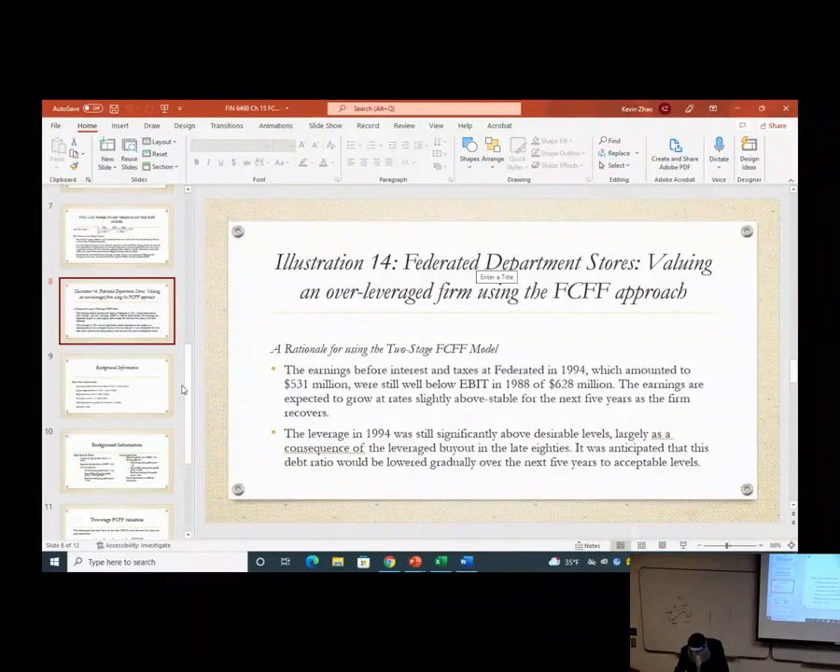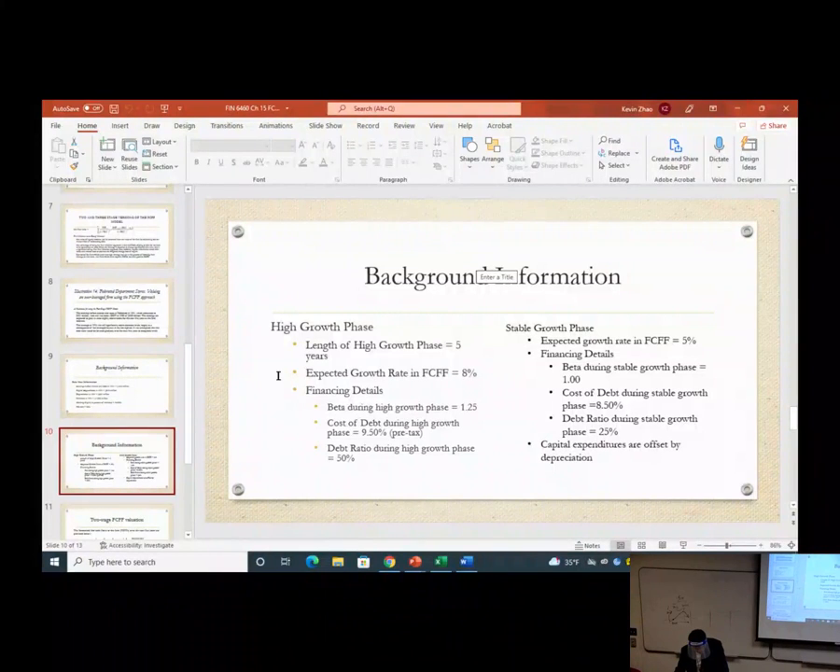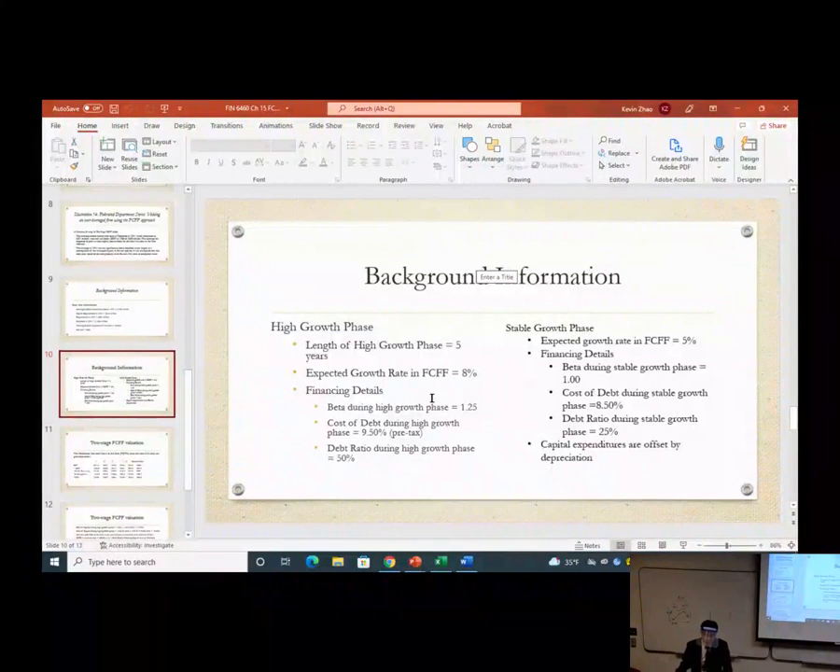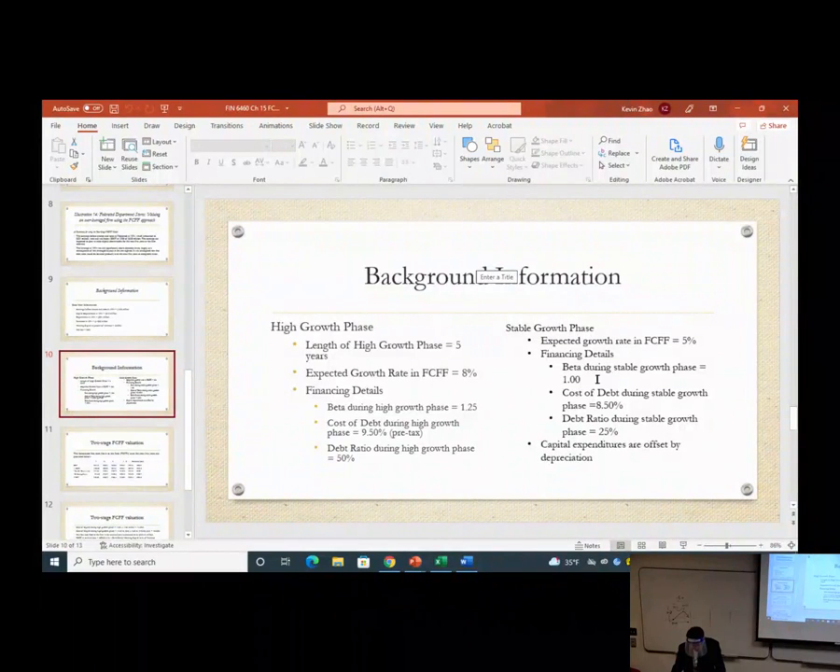And here's more information about earnings, EBIT, CapEx, depreciation, sales, working capital as percentage of revenue, and tax rate. Now here is more information. You need to pay attention to this because when you use two stages, you're going to apply, first of all, different growth rates, of course. In the 5-year high growth time period, you expect high growth rates of 8%. And for the stable growth time period, you expect a low growth rate, 5%.